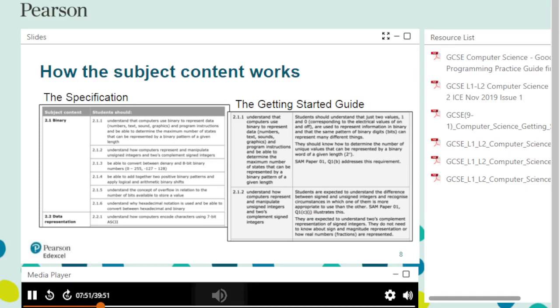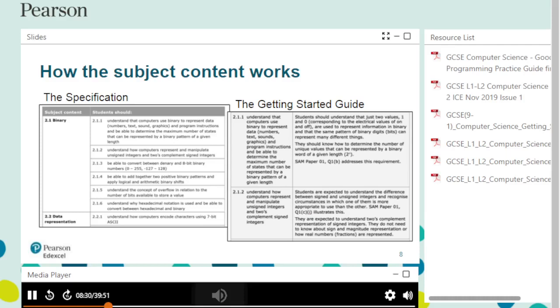The subject content on pages 7 to 14 of the specification details exactly what students have to learn. It is important that you understand the conventions we've used. The screenshot on the left is from page 9 of the specification and shows part of topic 2, data. Each of the 6 topics is divided into a number of sections, and each section consists of a set of numbered statements. Section 2.1 is binary. There are 6 numbered statements specifying what students need to understand and/or be able to do.